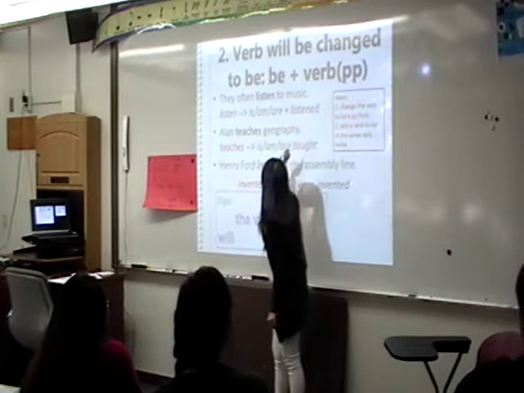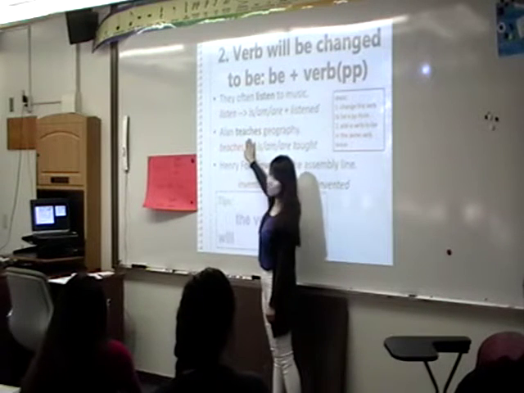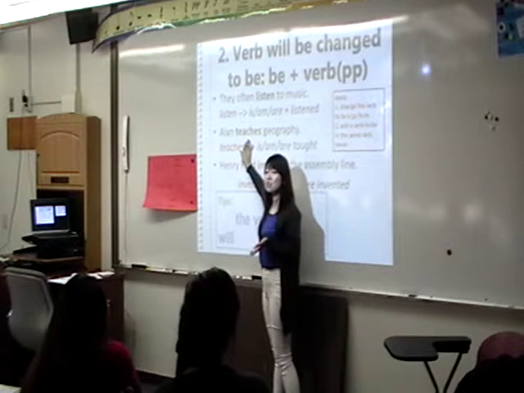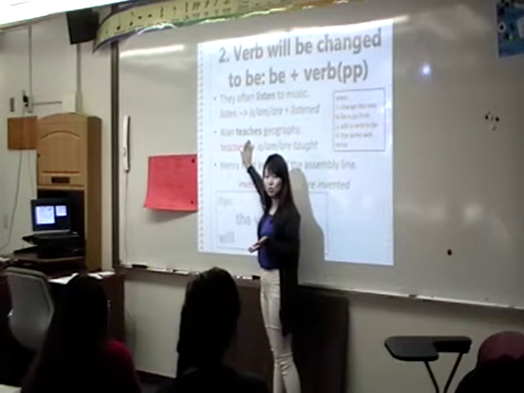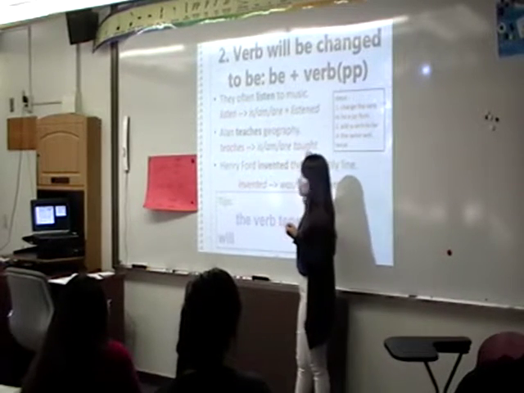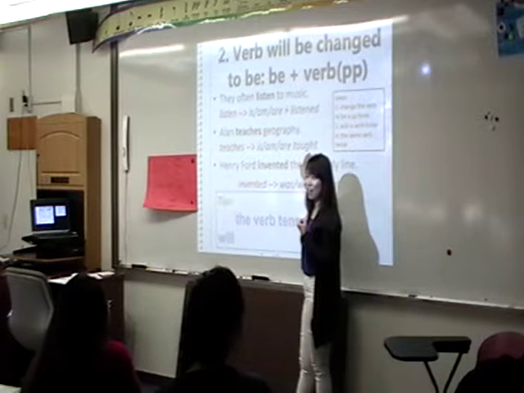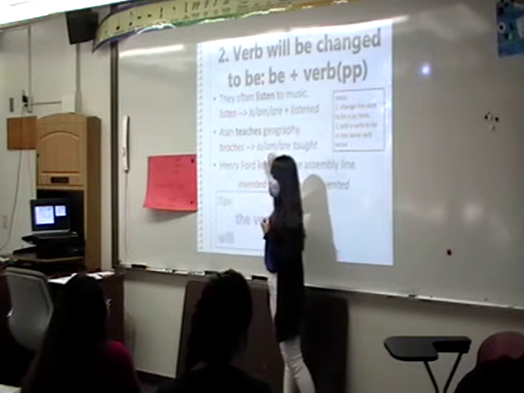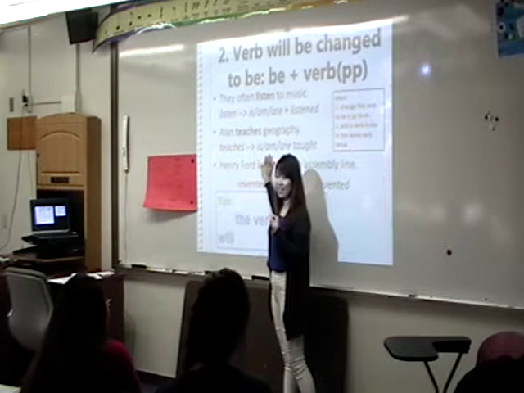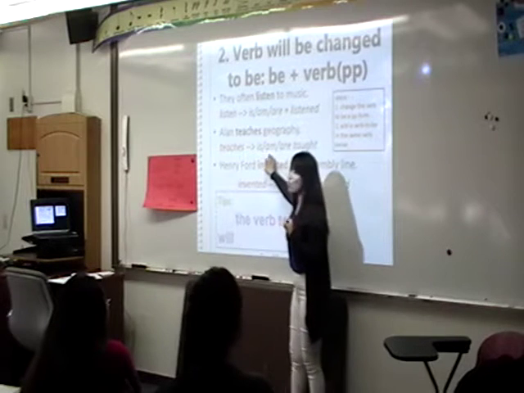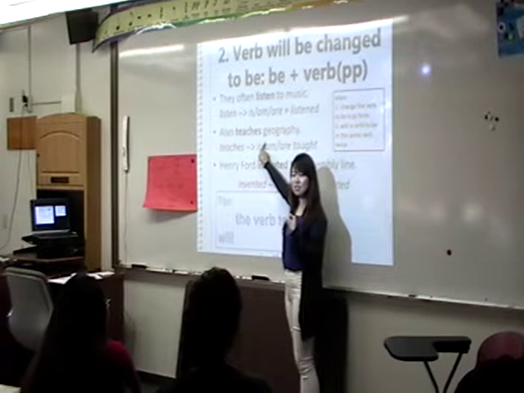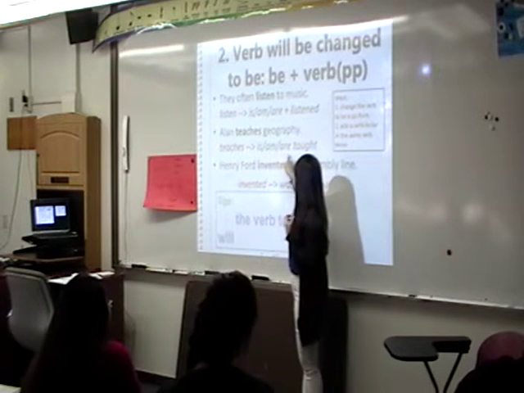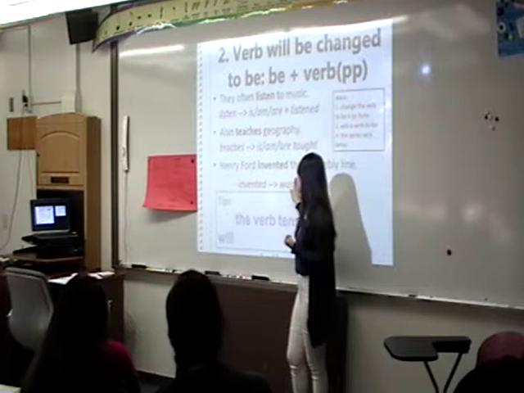Very good. So for the second sentence, the verb is teaches. And if I want to change it to the passive voice form, what do I need to do? First, I need to change the verb to be past participle. And what about the be? Do we need to check what tense the sentence is? Very good, and it will be... very good. Okay, and the third sentence.